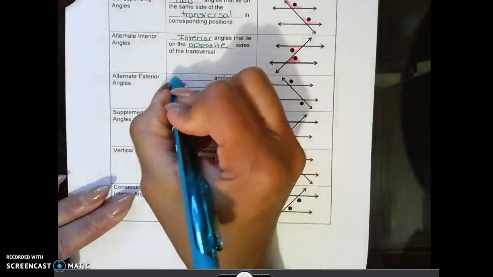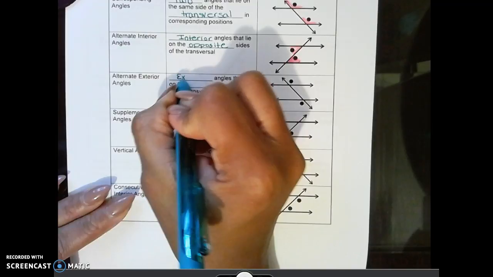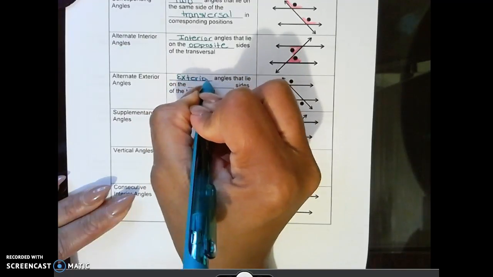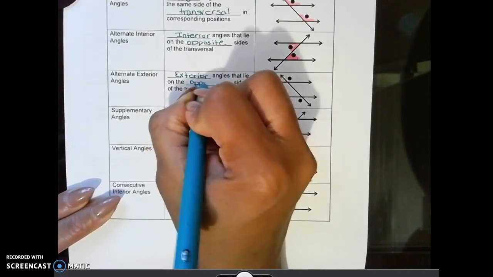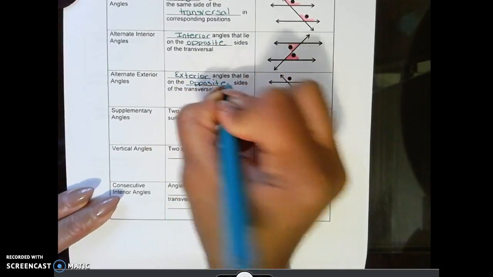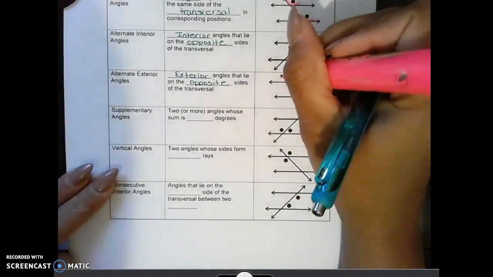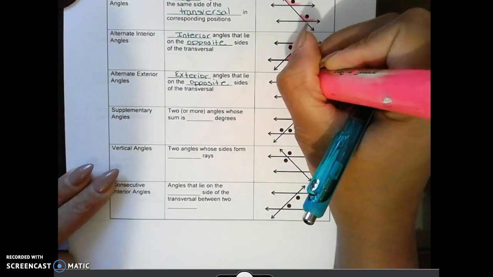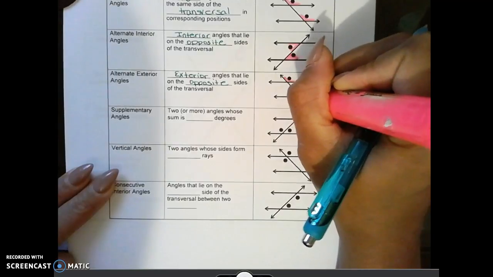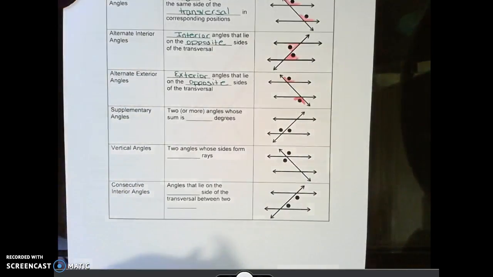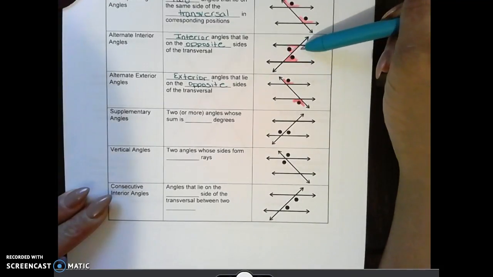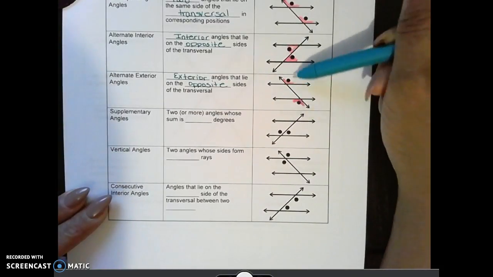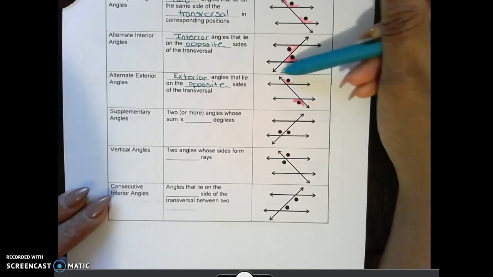And because we have interior, then of course we have exterior. Exterior angles also lie on the opposite side of the transversal. So exterior would be the outside. There's more than one interior angle and there's more than one exterior. Because if these two are interior, so are these two. And if these two are exterior, so are these two. They are also exterior angles.